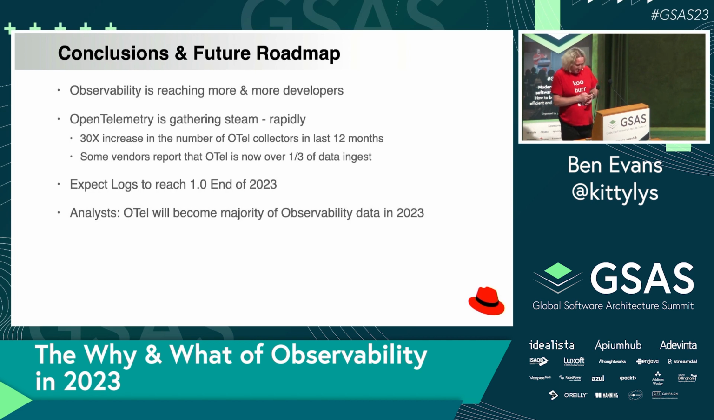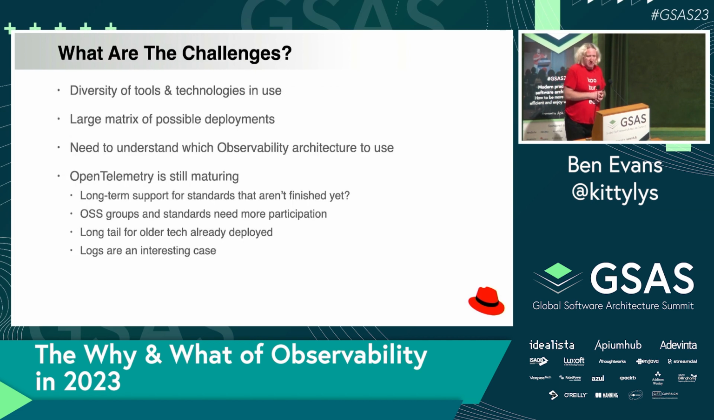Having said that, we still have some challenges. There's a large diversity of tools and technologies in use. Even just hitting the market leaders, there were still plenty of hands that went up for observability technologies that I didn't talk about. The other thing is, and this is really an architectural point, there are different architectural options, and there are different mixes of technologies.